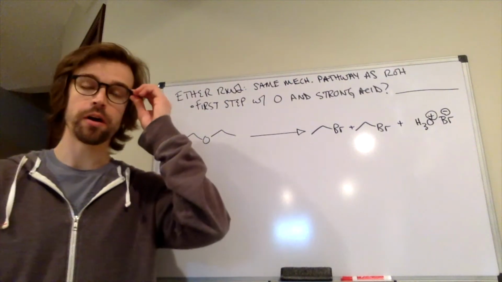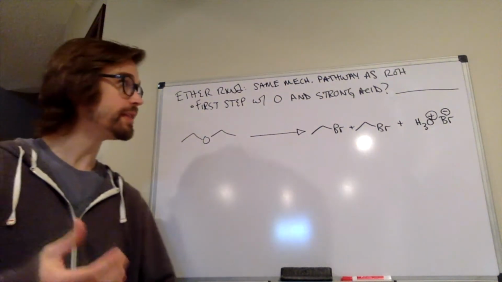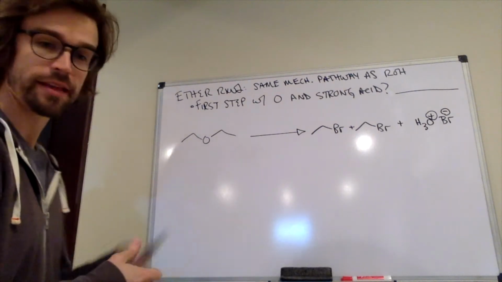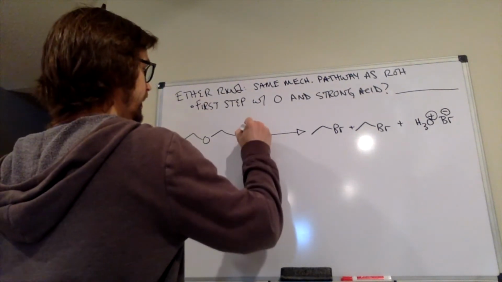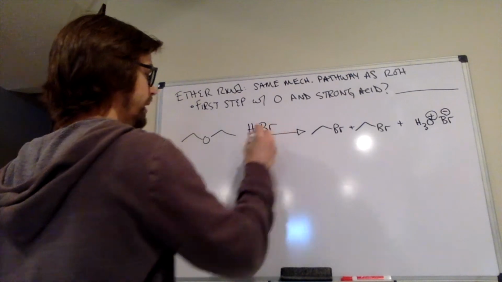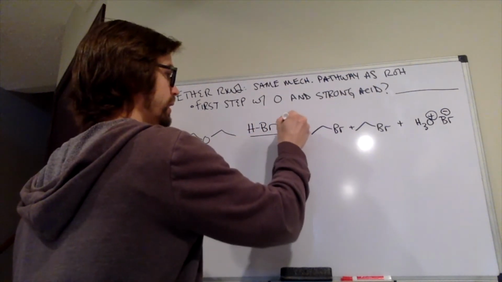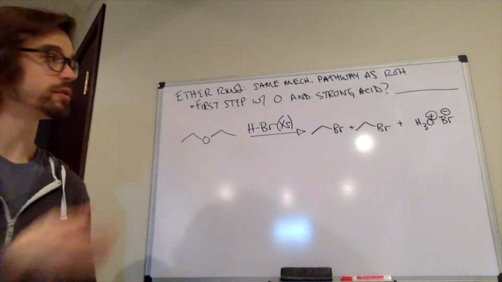All right, we finished up our reactions of alcohols. Now we're on to ethers. And here we have what happens when you treat an ether with excess HBr. So there's excess of this around. We'll even write that here, XS. So there's lots of that around.